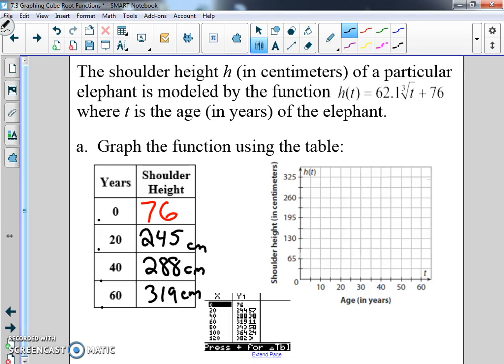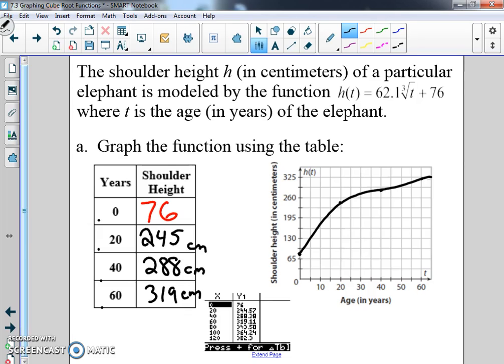Okay? We can go ahead and then graph this. At 0, we get 76. Looks like we're counting by 65. So 76 is going to be somewhere right around here. In year 20, 245, it's going to be close to right about here. At year 40, we're going to be at 288. So I believe that's going to be right about here. And in year 60, we're going to be at 319, which is going to be almost right here. So we can kind of see that this graph is going to have this kind of flow to it.